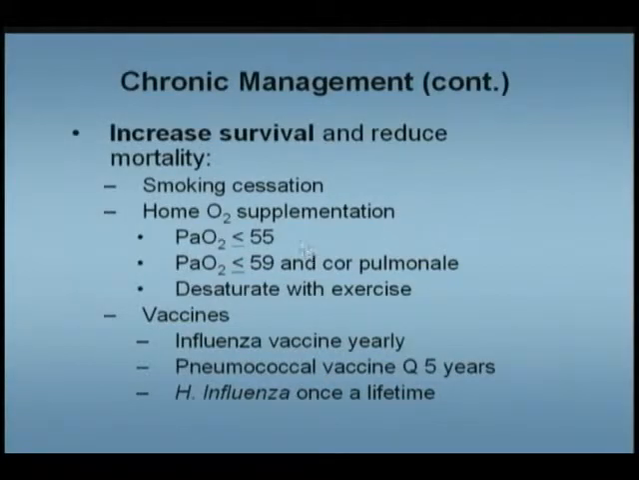These two categories here, less than 55 and less than 59 with cor pulmonale, those patients should use home oxygen as much as they could, 24 hours if they can. That's better than anything. If they can't use 24 because they hate to do it, tell them to use it 12 at least, or 18, as much as they can.